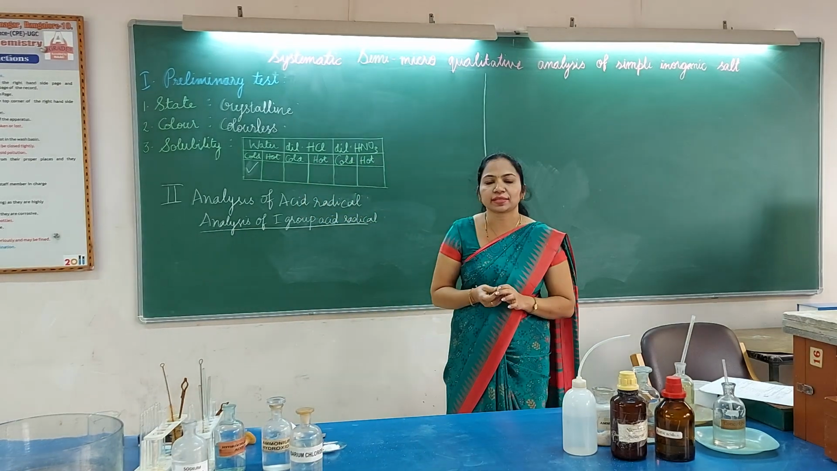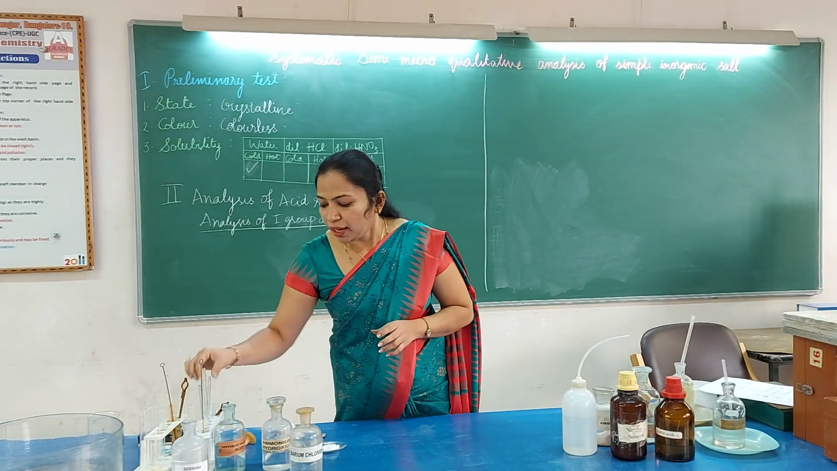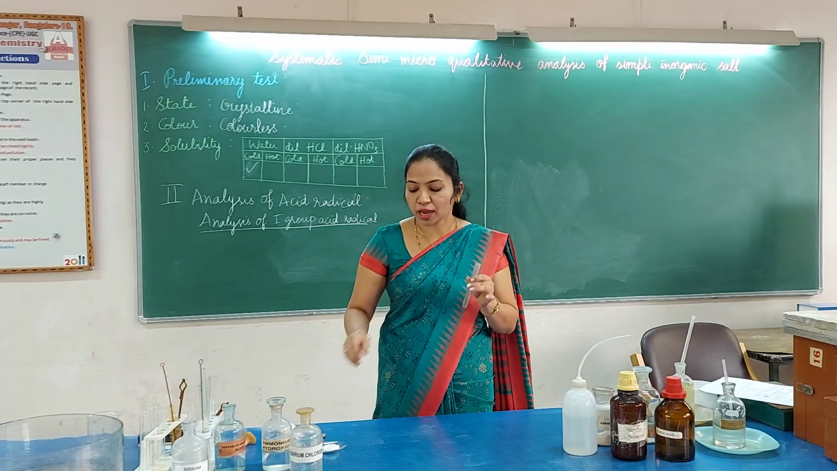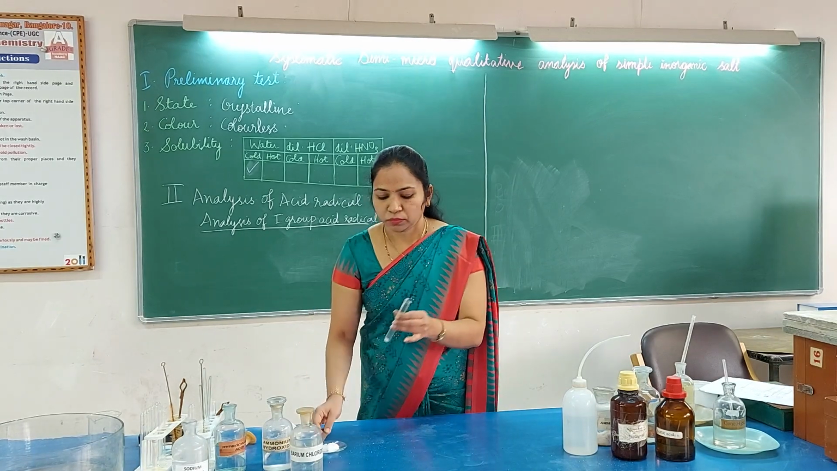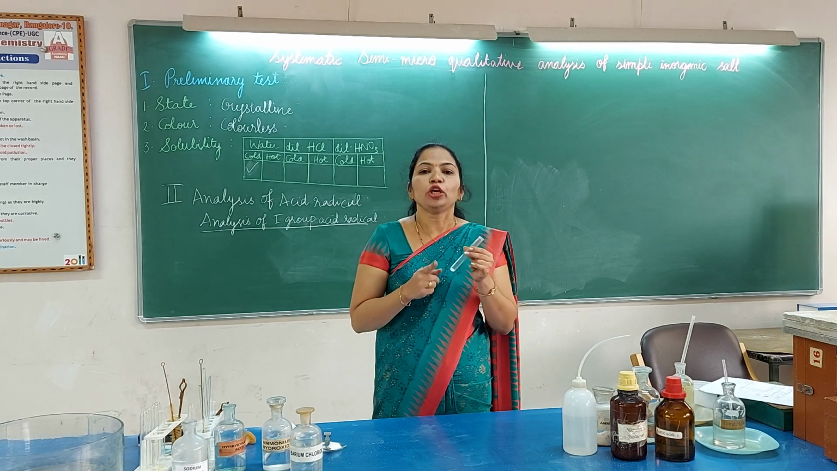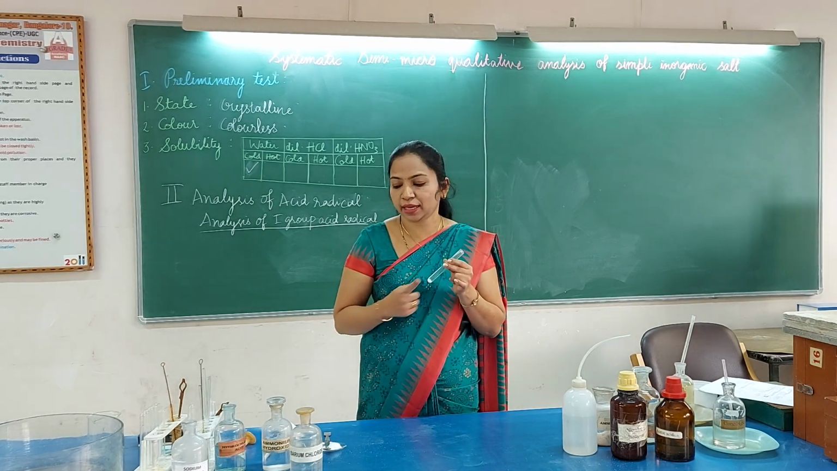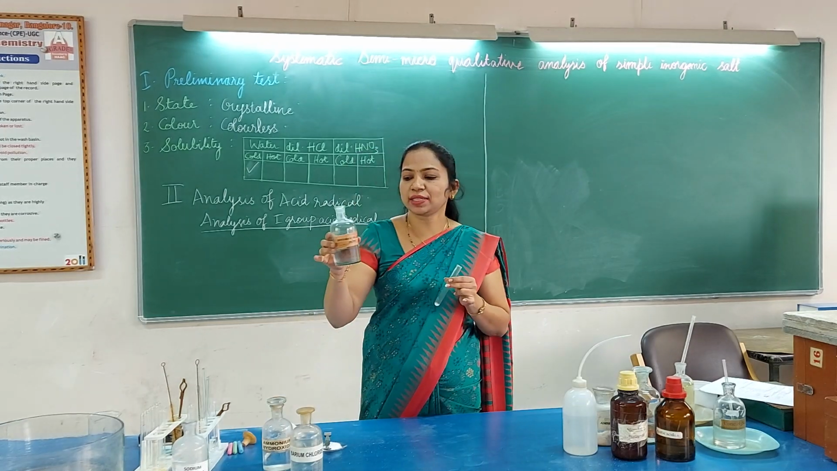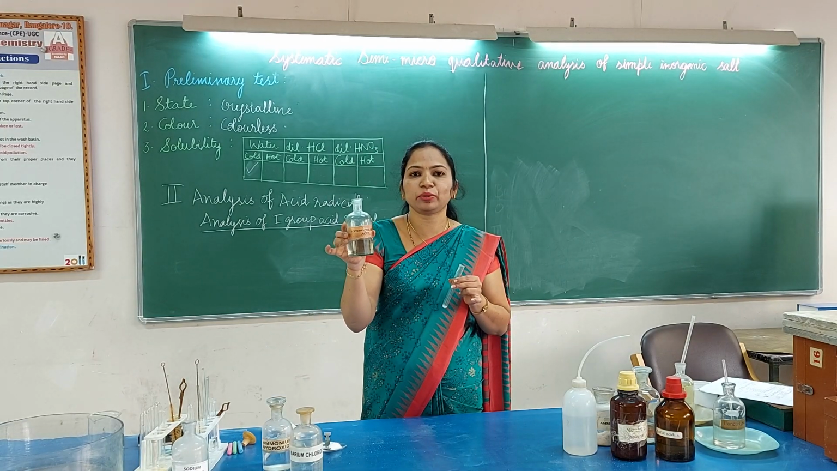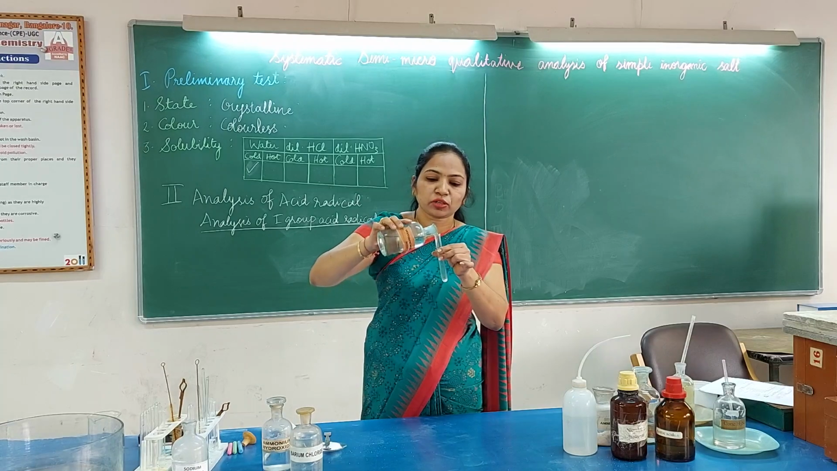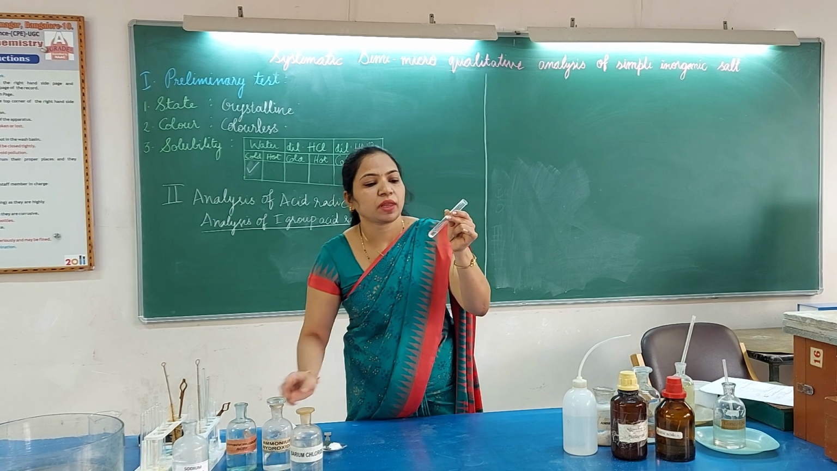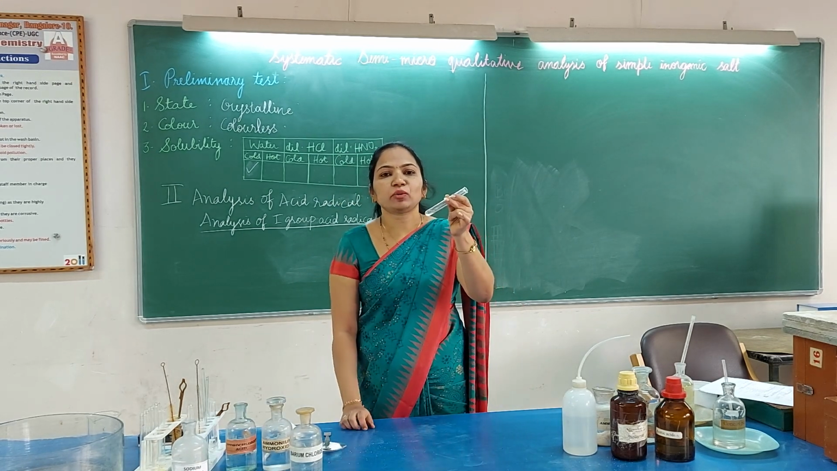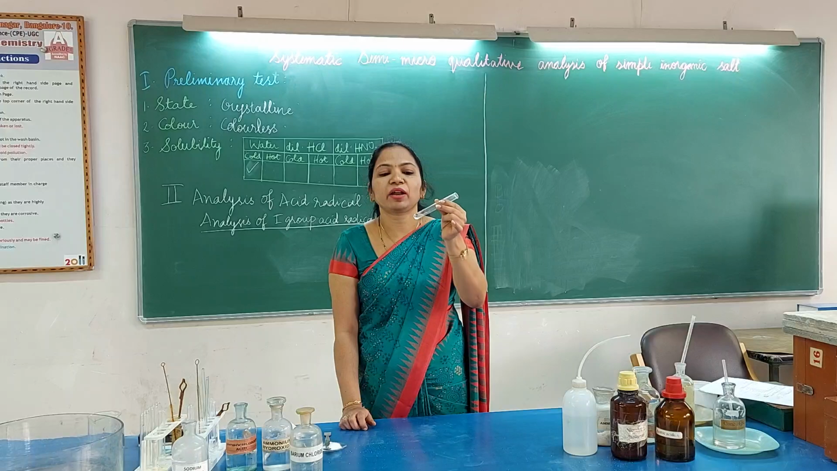Analysis of first group acid radical. So here in a test tube you have to take a small amount of salt, and to this you have to add dilute HCl solution. So this is hydrochloric acid which is dilute in nature, and to this salt you have to add dilute HCl. When I added dilute HCl in the test tube, there won't be any reaction.